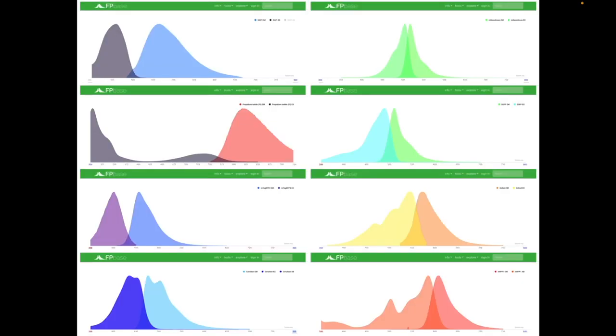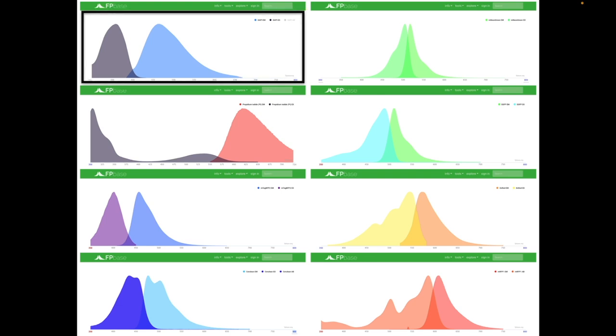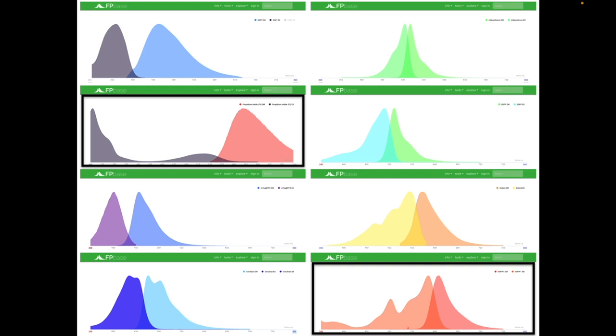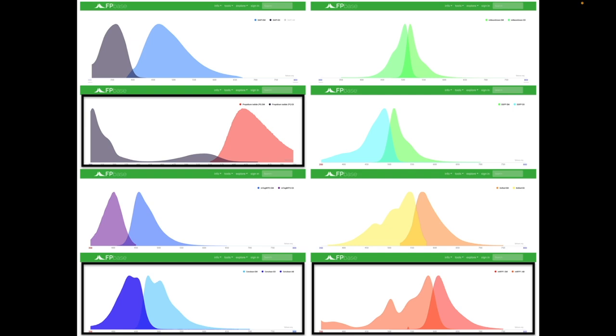Shown here are a variety of fluorophore spectra. Some spectra have very broad peaks, while others are much more narrow. Some spectra have multiple peaks. For example, these spectra have multiple excitation peaks, and this one has multiple emission peaks. You should look at the spectrum for any fluorophore you use.